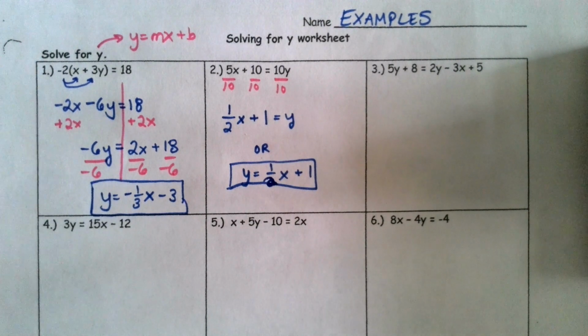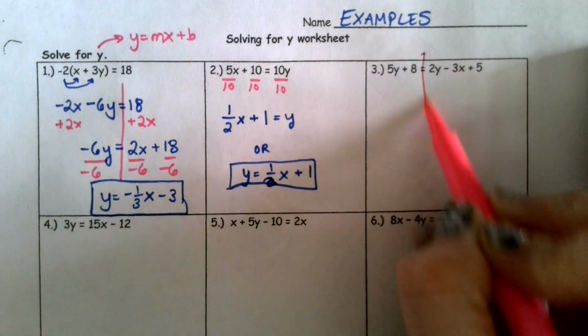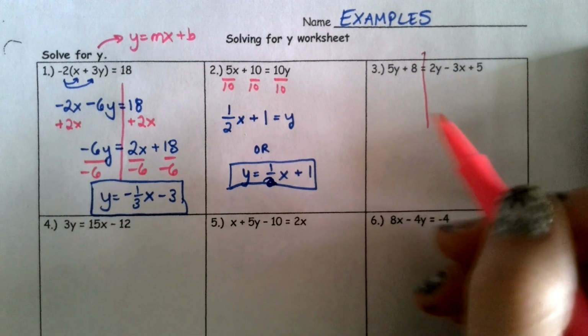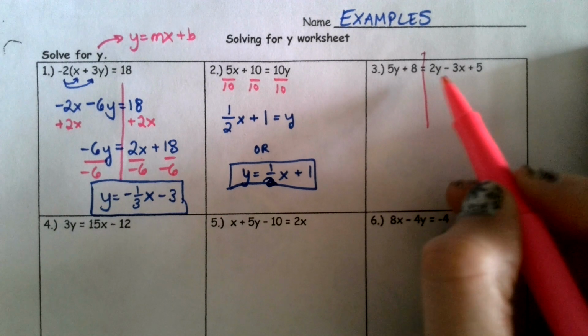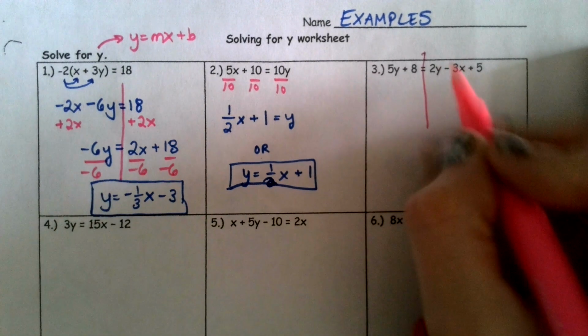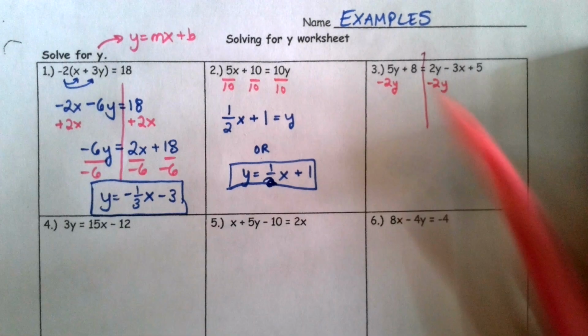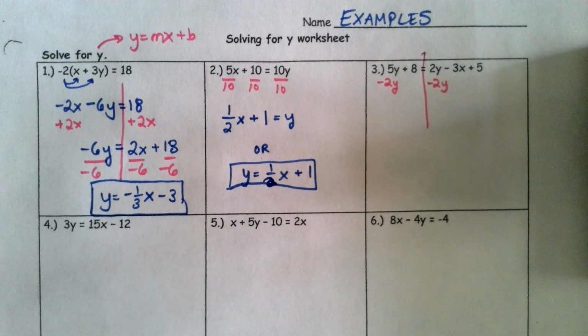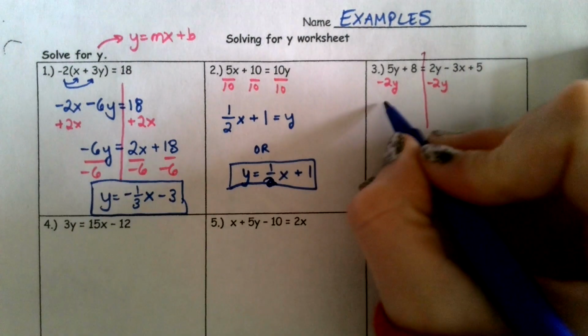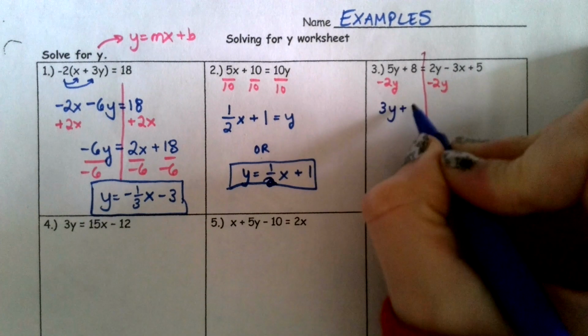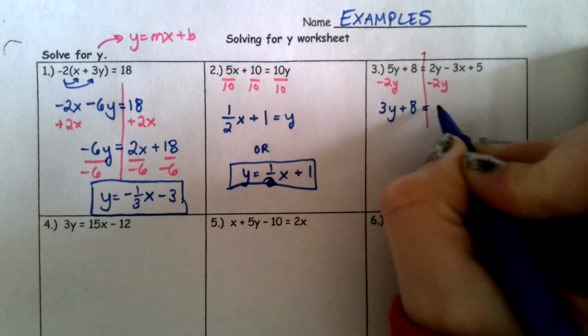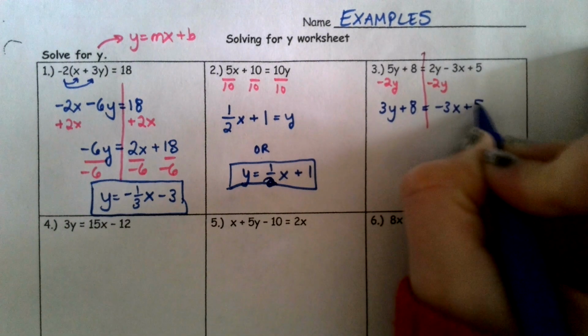So for this one, I'm going to draw that line to help me separate 2 sides of the equation here. I'm going to start off by subtracting 2y from both sides. And this doesn't have to be your first step. I'm just doing it so that the y's are all together, and then I can worry about where to go from there next. So we got 3y plus 8 equals, this will be negative 3x plus 5.